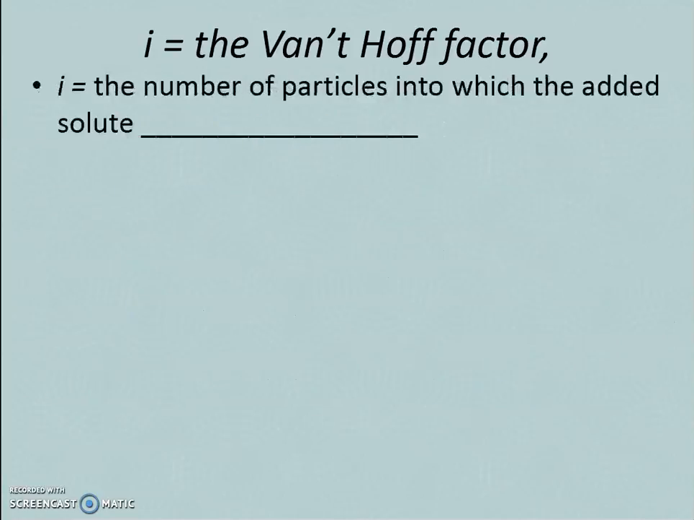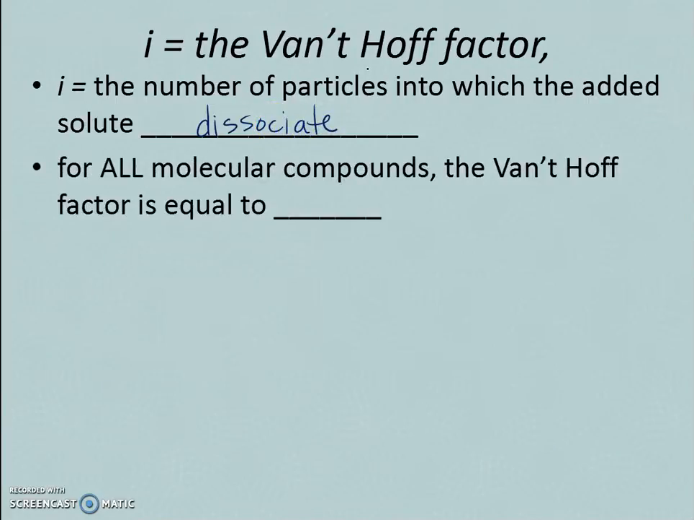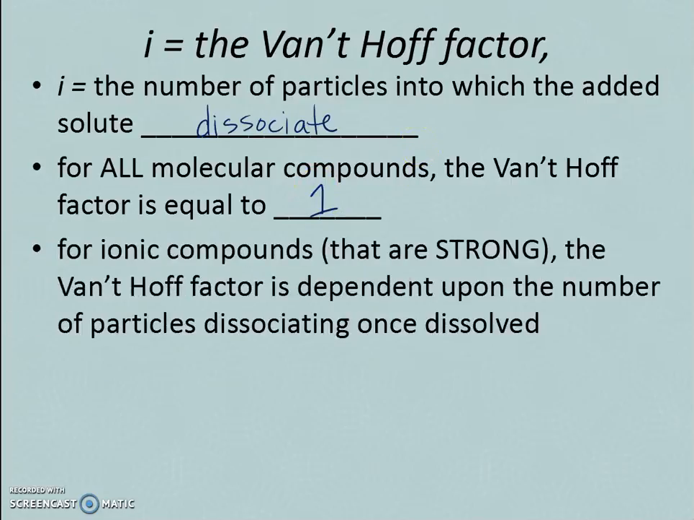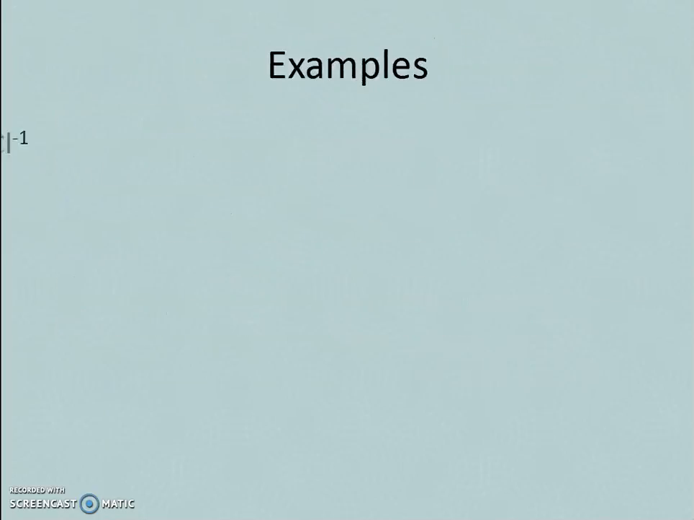All right, so that Van't Hoff factor, i, is what we call the dissociation constant or factor. It tells us the number of particles into which the solute will dissociate. So how does this work? For all molecular or covalent compounds, the Van't Hoff factor will always be equal to 1 because they don't dissociate. For strong ionic compounds, the ones that produce aqueous solutions, the Van't Hoff factor depends on the number of particles that dissociate. So what does that mean?